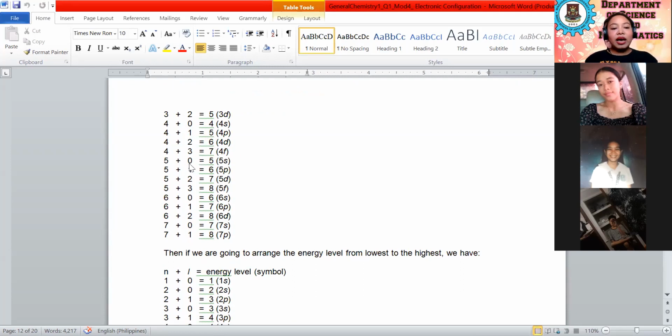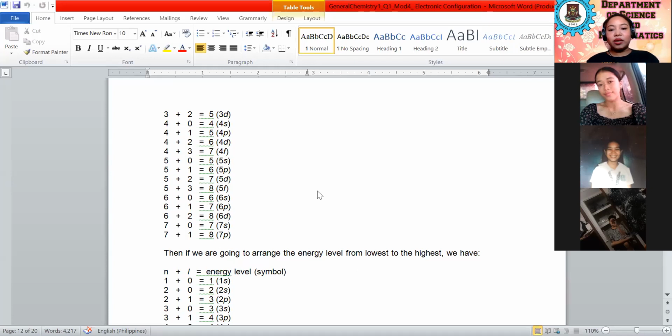For 5 we also have 4 values, because L is equal to 4 does not exist. There is no G. So we only have 0, 1, 2, and 3. So 5 plus 0 is 5, 5 plus 1 is 6, 5 plus 2 is 7, 5 plus 3 is 8. Then for 6, we only have 3 left.